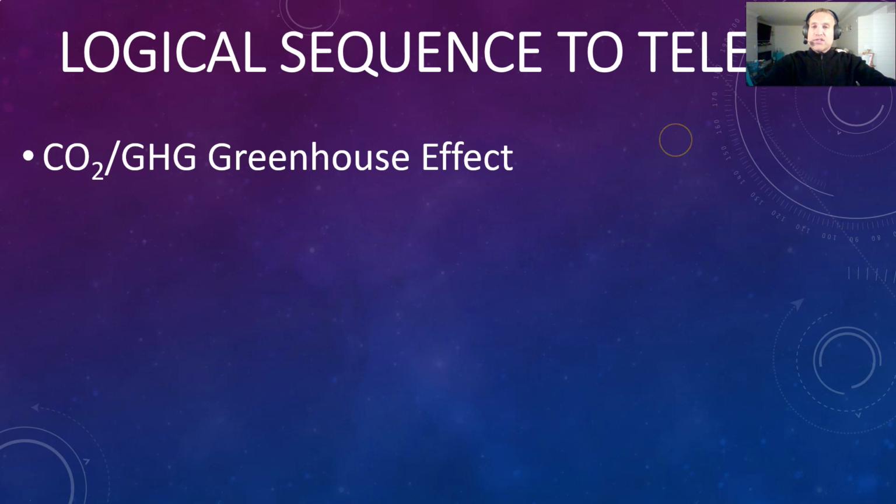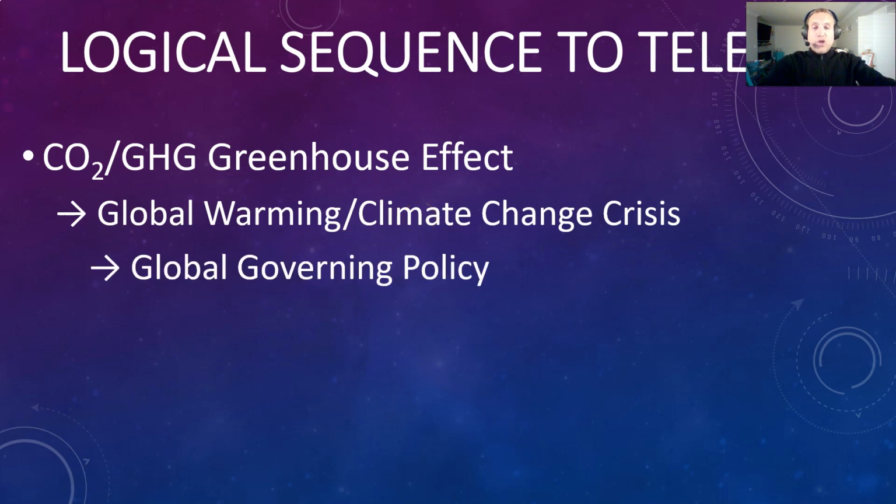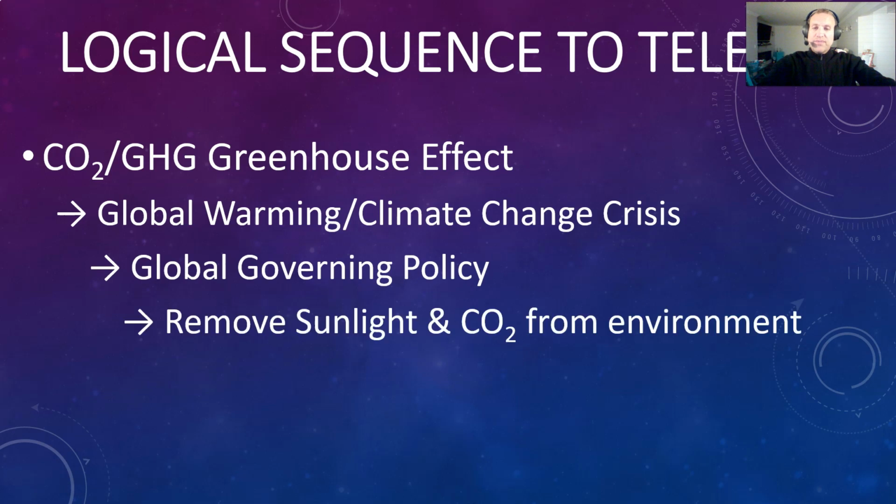So how does this logical sequence work? It starts off with the carbon dioxide greenhouse gas greenhouse effect, which we've probably all heard of a little bit. That's where it starts. From there, you get global warming and your climate change crisis. From there, you get global governing policy, things they want to do about this supposed crisis.